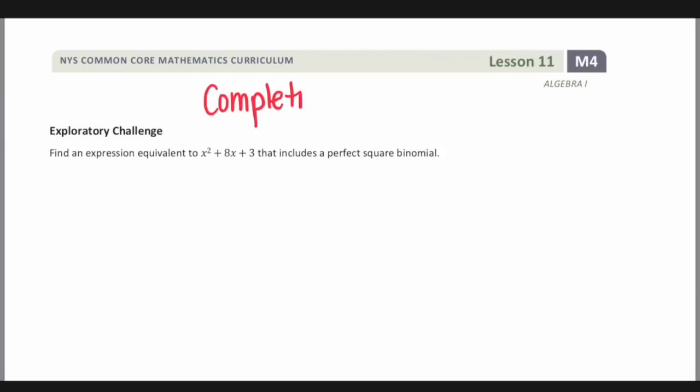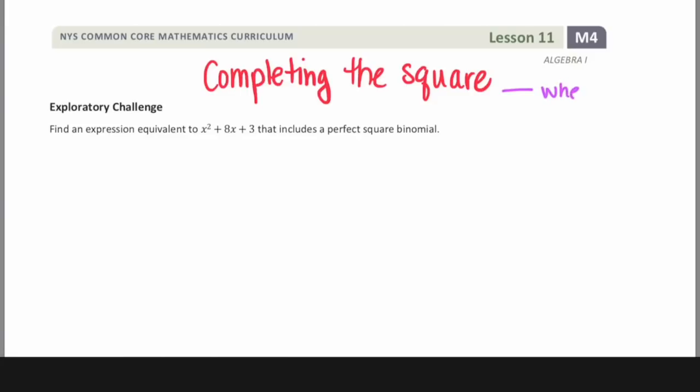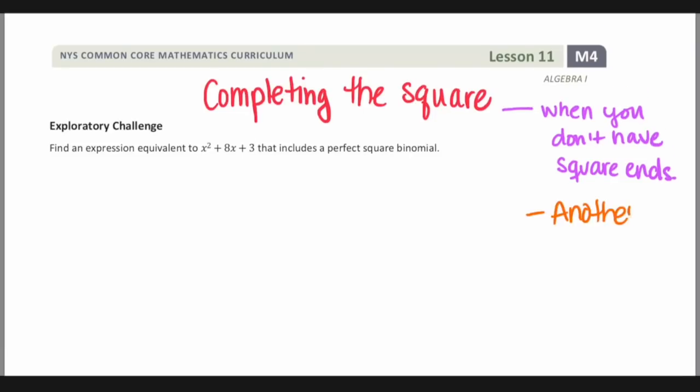And this is where you're going to take that squaring of binomials rules and try to use it. If you find that really easy to do, this is the method that you're probably going to pick when solving a quadratic equation. And this is going to solve your problems whenever you don't have square ends. And again, it's just one way, one method of solving a quadratic equation. One more thing to put in your toolbox.